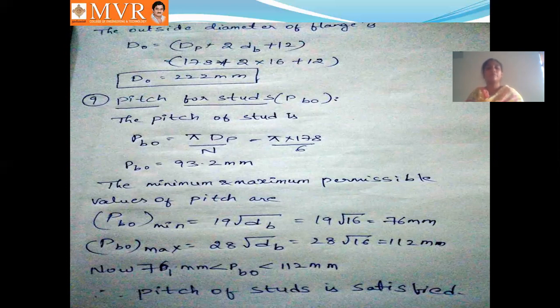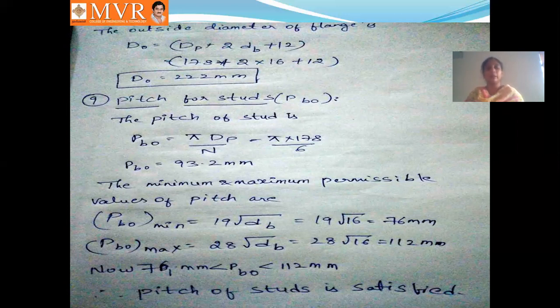Pitch for studs. The pitch of the stud, PBO, is equal to pi dp by n. It is nothing but pi into 178 by 6. PBO is equal to 93.2 mm.